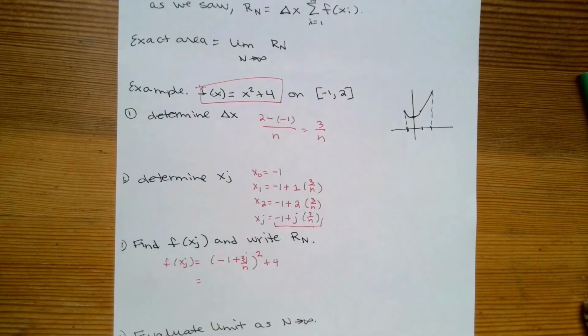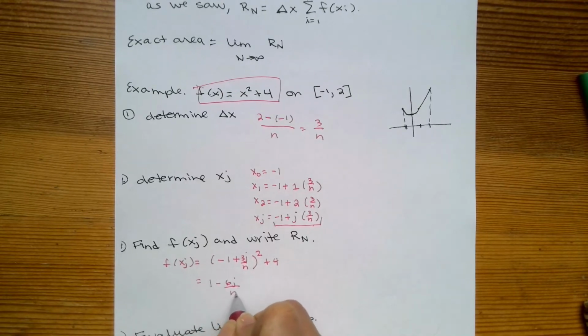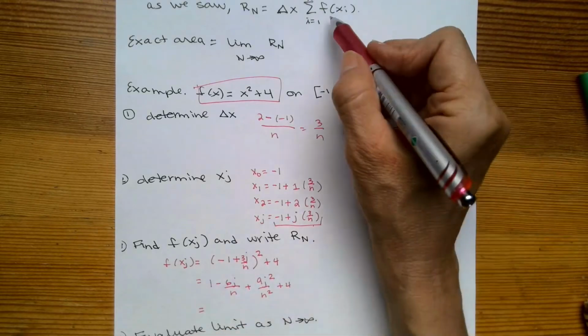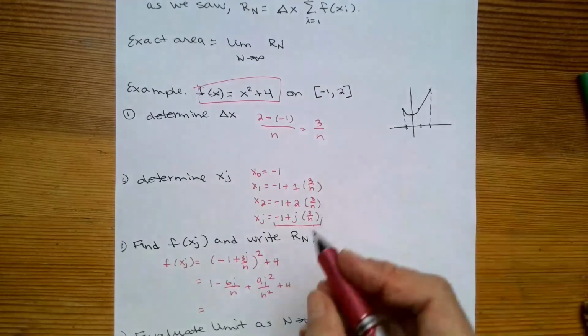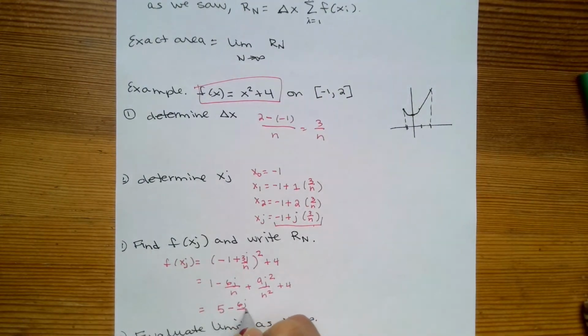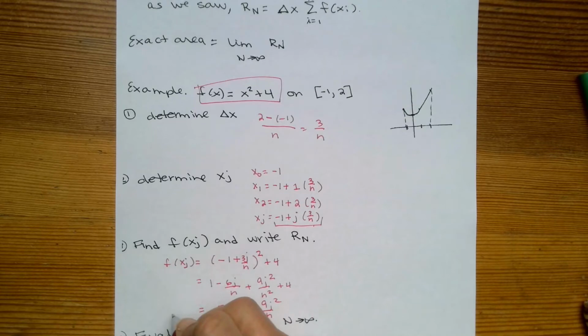Okay, so that equals 1 minus 6j over n plus 9j squared over n squared, plus 4. So altogether, f of x sub j, I'm just getting that right-hand side, is 5 minus 6j over n plus 9j squared over n squared. So there's my f of x sub j's.